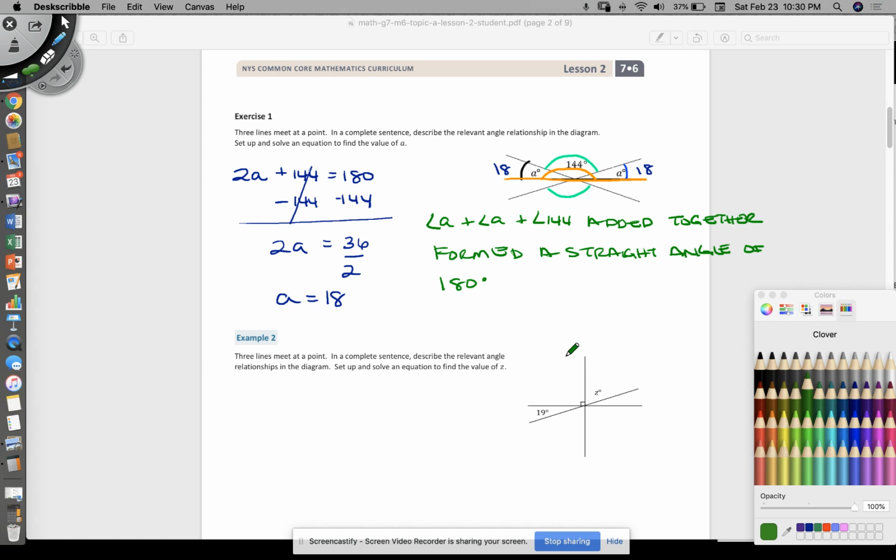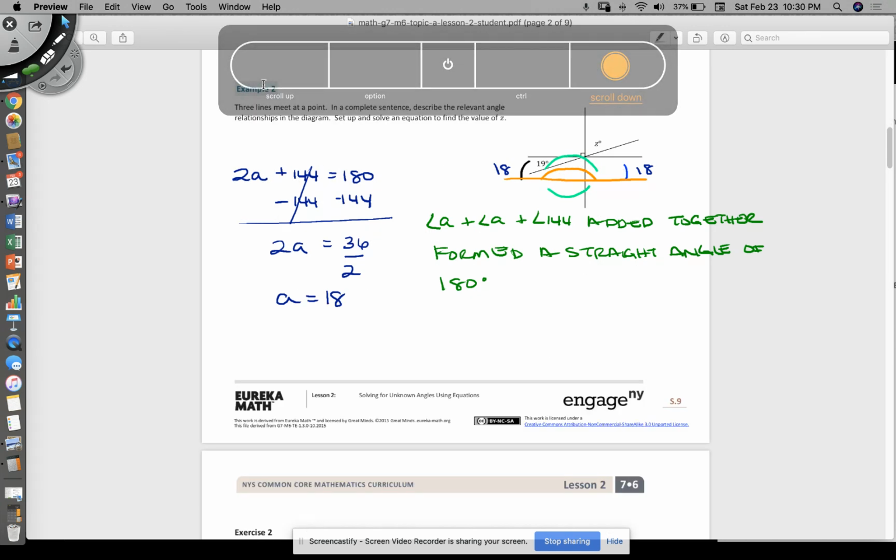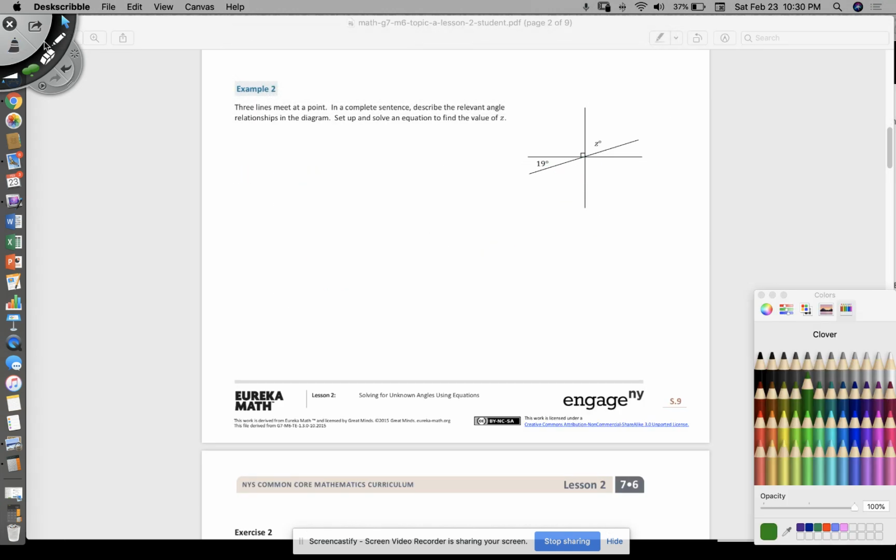All right, let's look at example 2. Three lines meet at a point. In a complete sentence, describe the relevant angle relationships in the diagram. Set up and solve for Z. All right, so I need to know what Z is. And Z is going to be this angle right here.